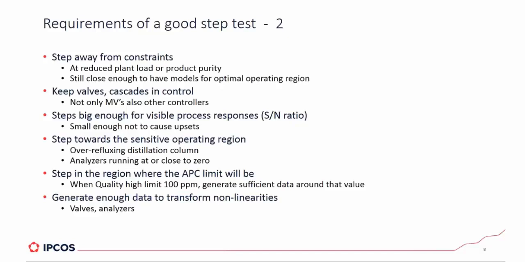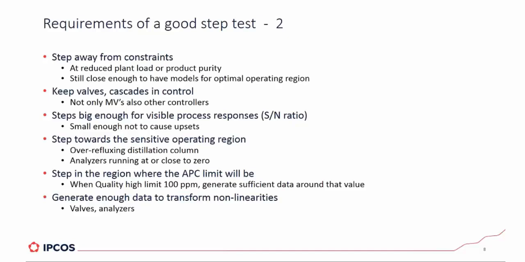We would always want to keep all valves and all cascade loops in control. That would be very important for the MVs that we are stepping, but it would also apply to other controllers, like, for example, level controllers in our process.